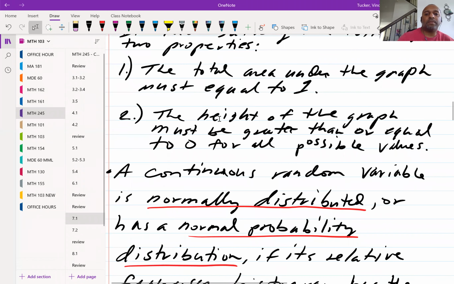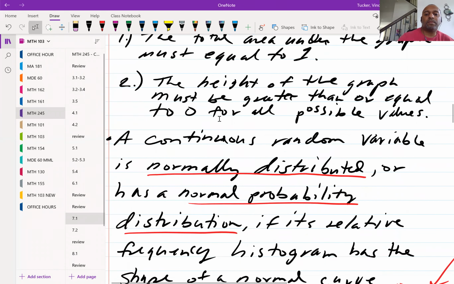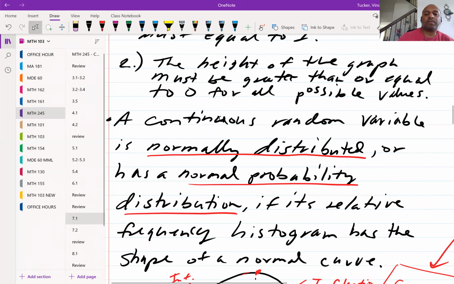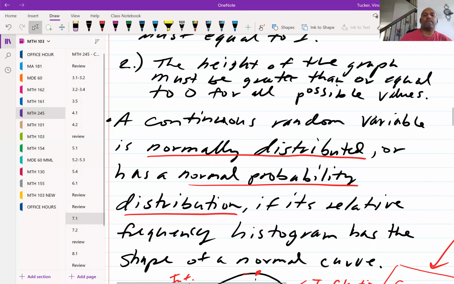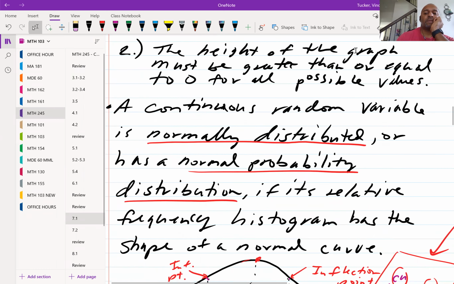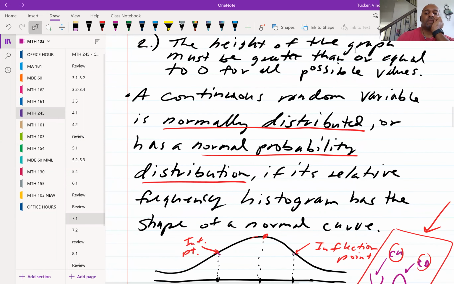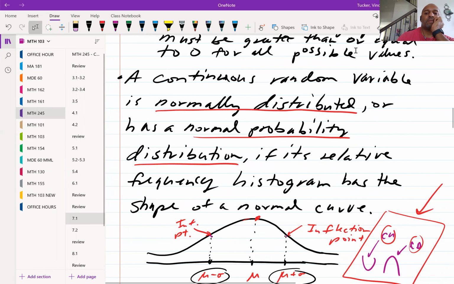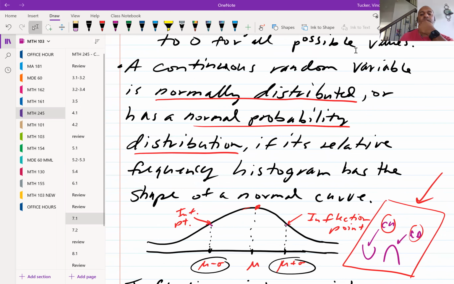All right, can I scroll up? All right, a continuous random variable is normally distributed, once again, that's the bell-shaped curve, or has a normal probability distribution, if its relative frequency histogram has the shape of the normal curve. Anybody holding on to that number 2? All right, so once again, that's the normal curve, that bell-shaped curve.